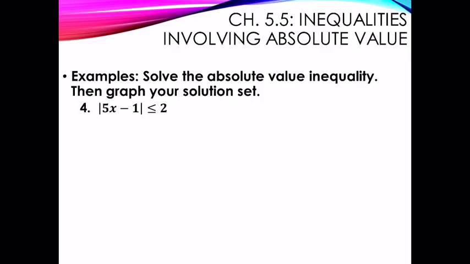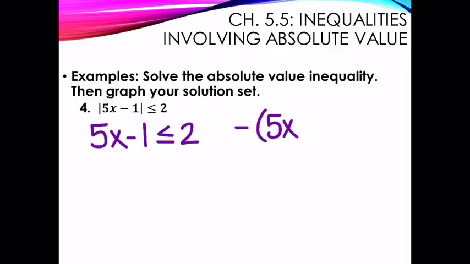Okay, this will be our last example. So I have the absolute value of 5x minus 1 is less than or equal to 2. We're going to start by writing the inequality just by dropping the absolute value bars: 5x minus 1 is less than or equal to 2. Then we're going to write the opposite. So I'm going to write negative 5x minus 1 is less than or equal to 2.